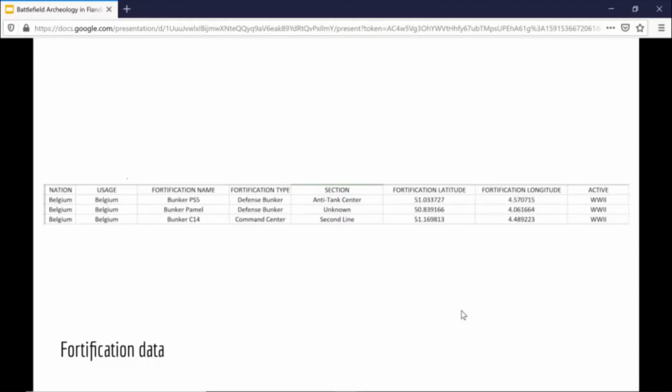We also have the name of the bunkers, or at least the designation that was given on the website, the type of fortification, the section it was part of, and latitude and longitude of the fortification, as well as the years that it was active in terms of military service.